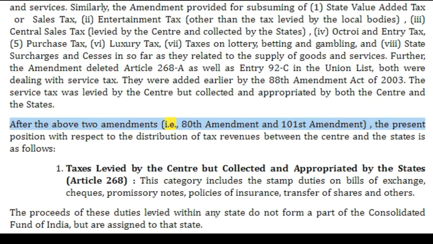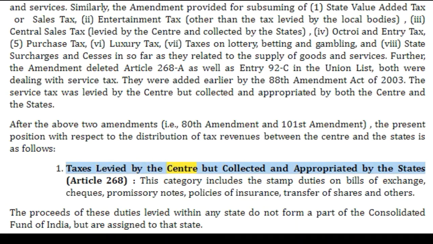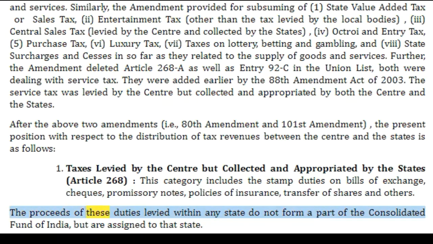After the above two amendments, i.e., 80th Amendment and 101st Amendment, the present position with respect to the distribution of tax revenues between the center and the states is as follows. Taxes levied by the center, but collected and appropriated by the states, Article 268. This category includes the stamp duties on bills of exchange, cheques, promissory notes, policies of insurance, transfer of shares, and others. The proceeds of these duties levied within any state do not form a part of the Consolidated Fund of India, but are assigned to that state.